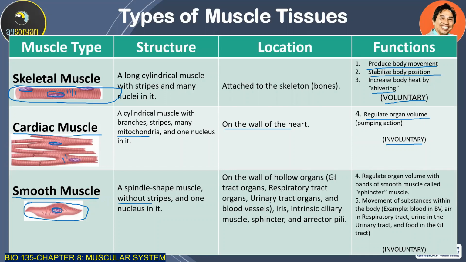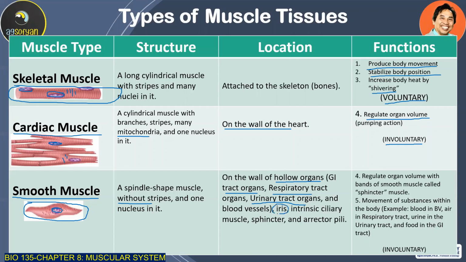They are usually located on the wall of the hollow organs, like GI tract organs: esophagus, stomach, intestine; respiratory tract: the trachea, bronchus, bronchioles; urinary tract, like the ureter, urinary bladder, urethra. They are also located in the eyes, like in the iris.